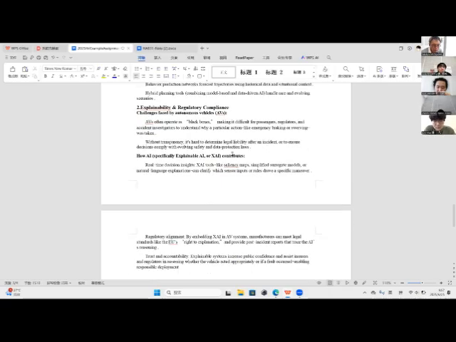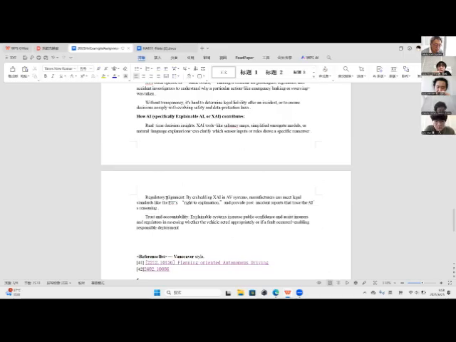And how can AI help with this question? Real-time decision insights: XAI tools like saliency maps, simplified surrogate models or natural language explanations can clarify which sensor input or rules drove a specific maneuver. And for regulatory compliance, by embedding XAI in AV systems, manufacturers can meet legal standards like the EU's right to explanation and provide post-incident reports that trace the AI's reasoning.